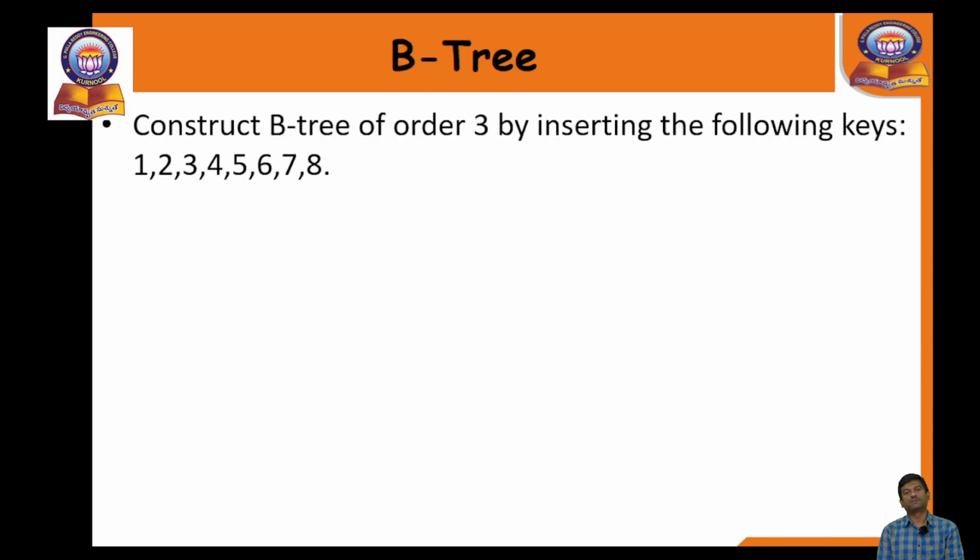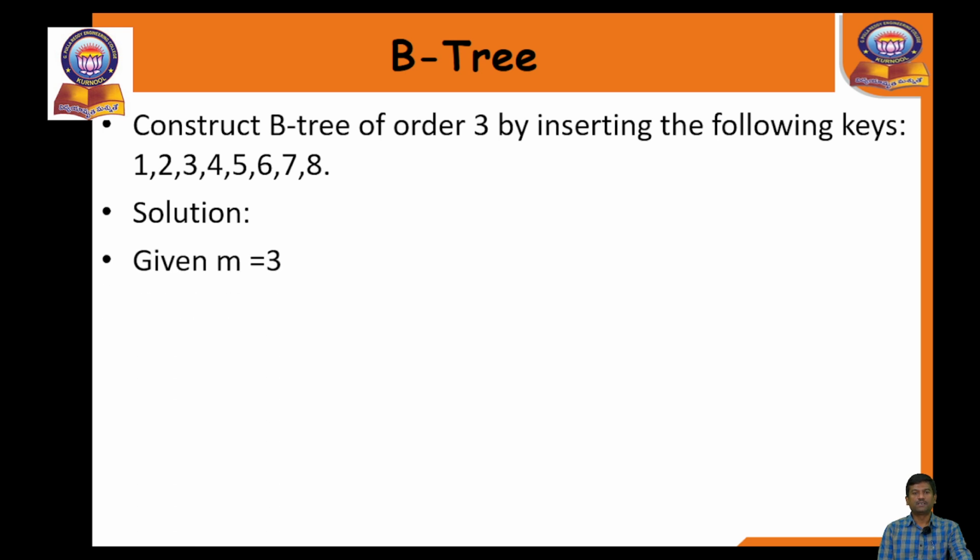Now the actual demonstration of B tree insertion will be provided. Consider constructing a B tree of order 3 by inserting the following keys. Within the B tree, the order is given. The order is 3, that is a maximum of 3 keys can be present. So in this scenario, you need to insert nodes with the values 1, 2, 3, 4, 5, 6, 7, 8.